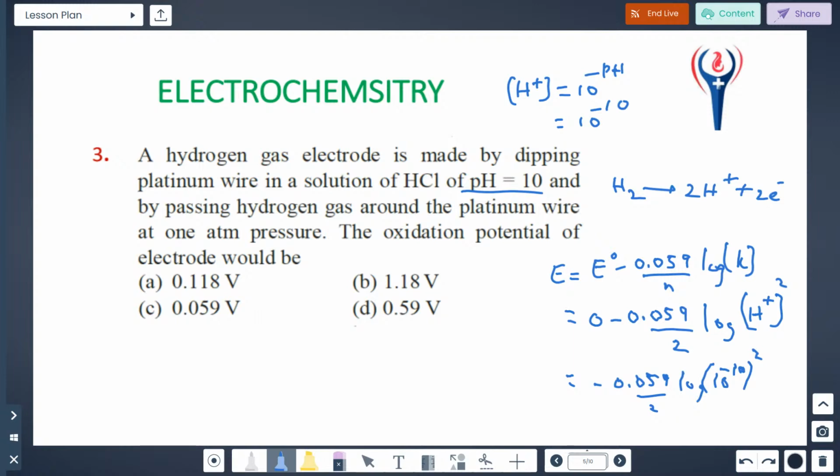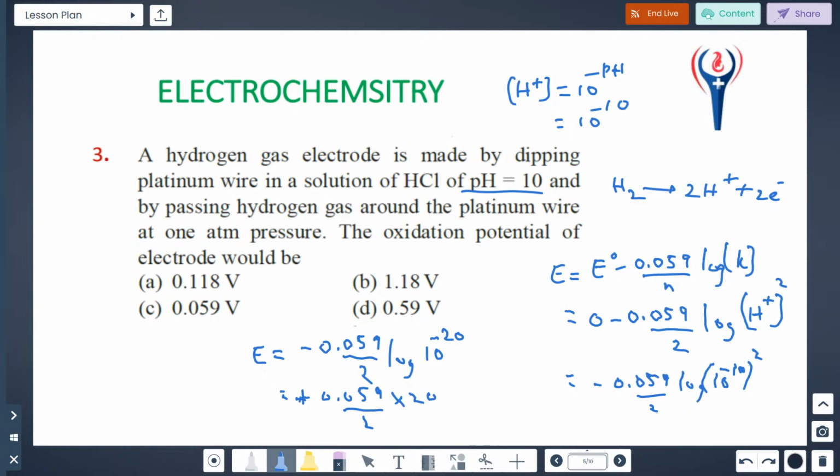Therefore, E is equal to minus 0.059 by 2 log of 10 power minus 20. Again, you know that when the power comes to the front, it is multiplied: minus 0.059 by 2, into minus 20 log 10. When minus comes in front of an existing minus, it becomes a plus value.